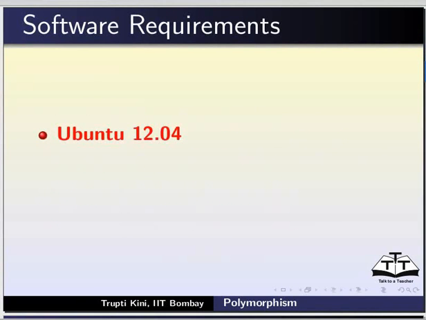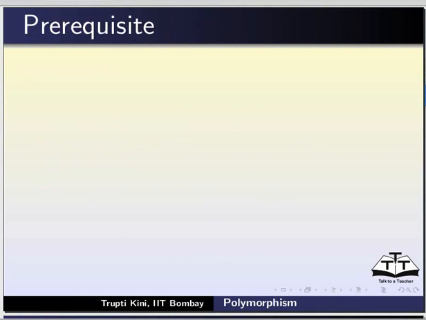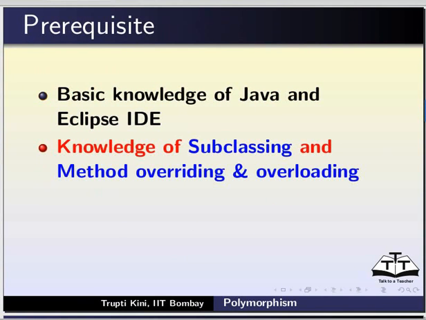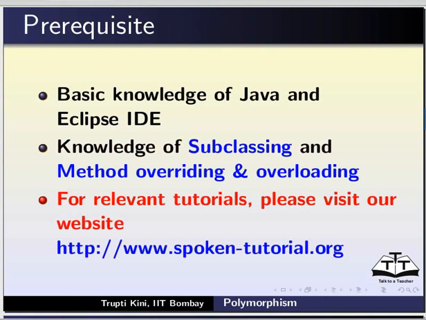Here we are using Ubuntu Linux version 12.04, JDK version 1.7, and Eclipse version 4.3.1. To follow this tutorial, you must have basic knowledge of Java and Eclipse IDE. You must have knowledge of subclassing and method overriding and overloading. If not, for relevant Java tutorials, please visit our website.